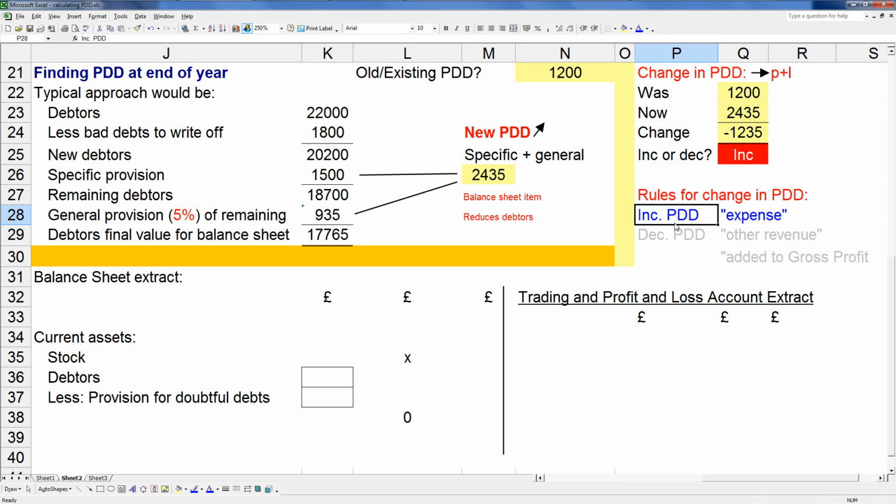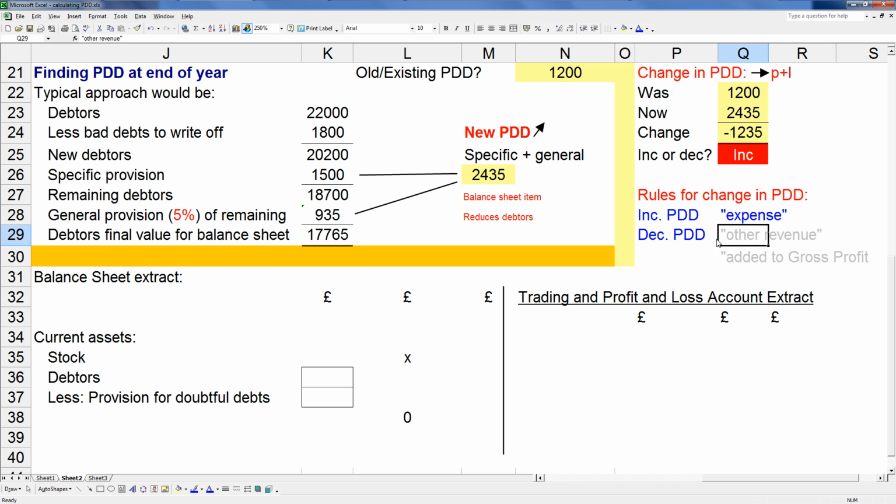Now, it's just a provision, so debtors may actually pay the business money, which is good. That's the whole objective. But we're just trying to offset what they might pay against what they do pay. So to be prudent, to be cautious, we have to be seen to respond to any potential doubts of debtors not paying. The opposite side is a decrease in PDD, and when it's a decrease in PDD, that's a decrease of expenses. But the way we have to think of it is the effect on revenue. So a decrease in expenses is going to be an increase in revenue. So it's other revenue, and because it's an increase, it's added to gross profit.